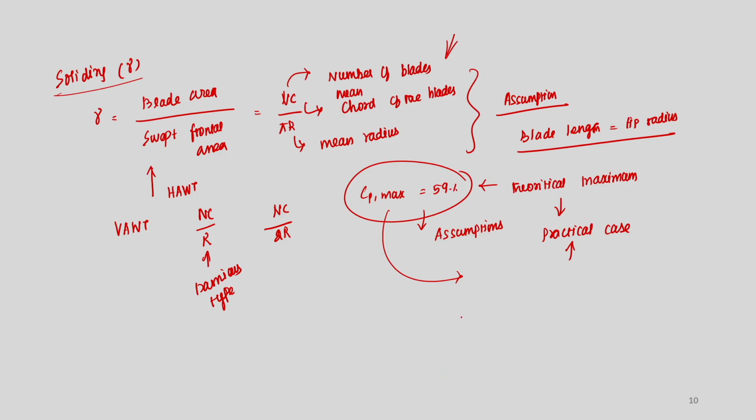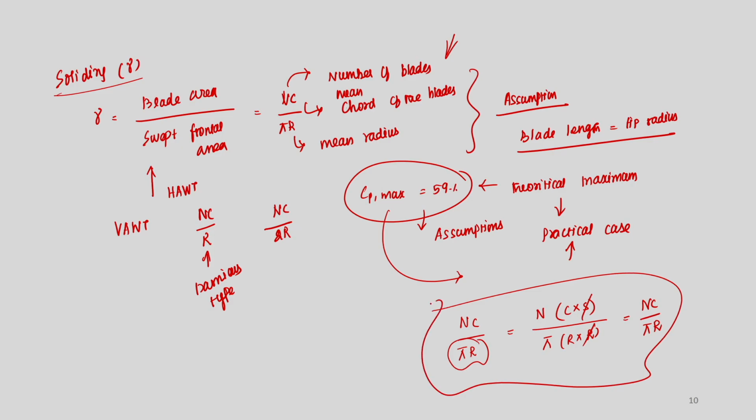So, you might be wondering how it came as NC upon pi R, right? This is nothing but blade area upon frontal area. The blade area, where N is the number of blades, is C into span, that is, chord length into span, and the frontal area is pi R into R, pi R square. Since we have assumed that the blade length is the tip radius, both are the same. So, what you finally get is NC upon pi R. I just wanted to tell you how it is derived.